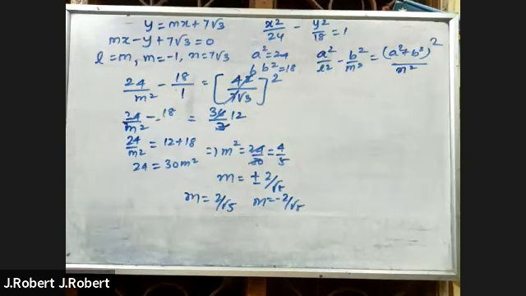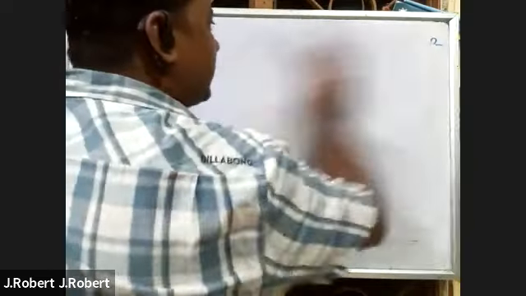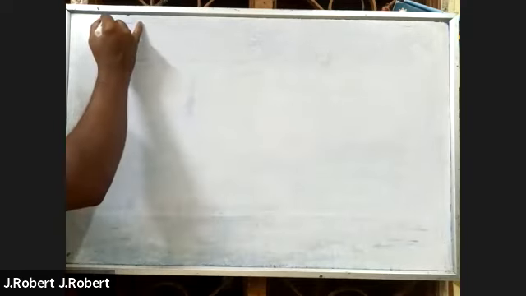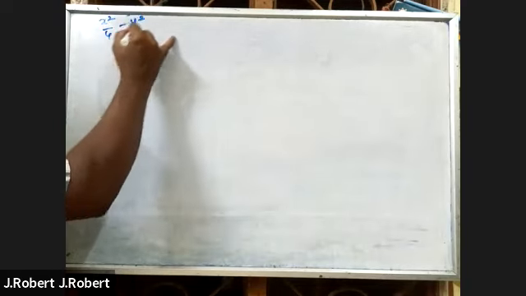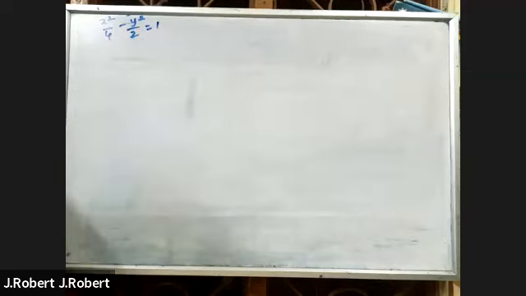We'll move on to the next problem. A tangent to the hyperbola x square by 4 minus y square by 2 is equal to 1 meets the x-axis at P and the y-axis at Q.